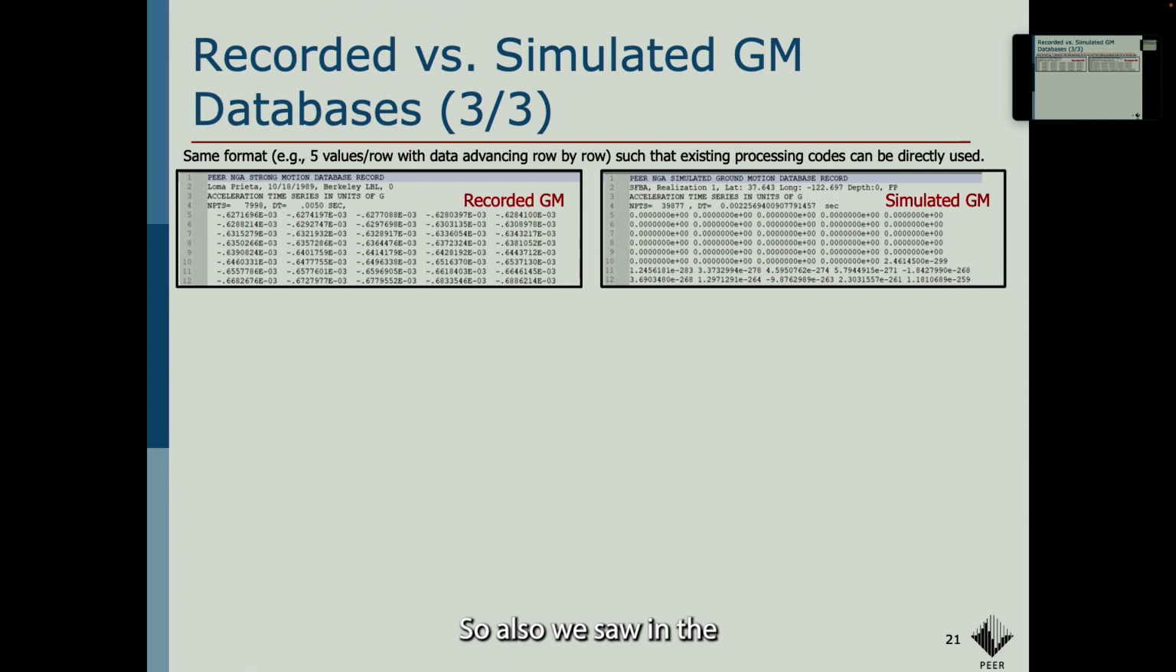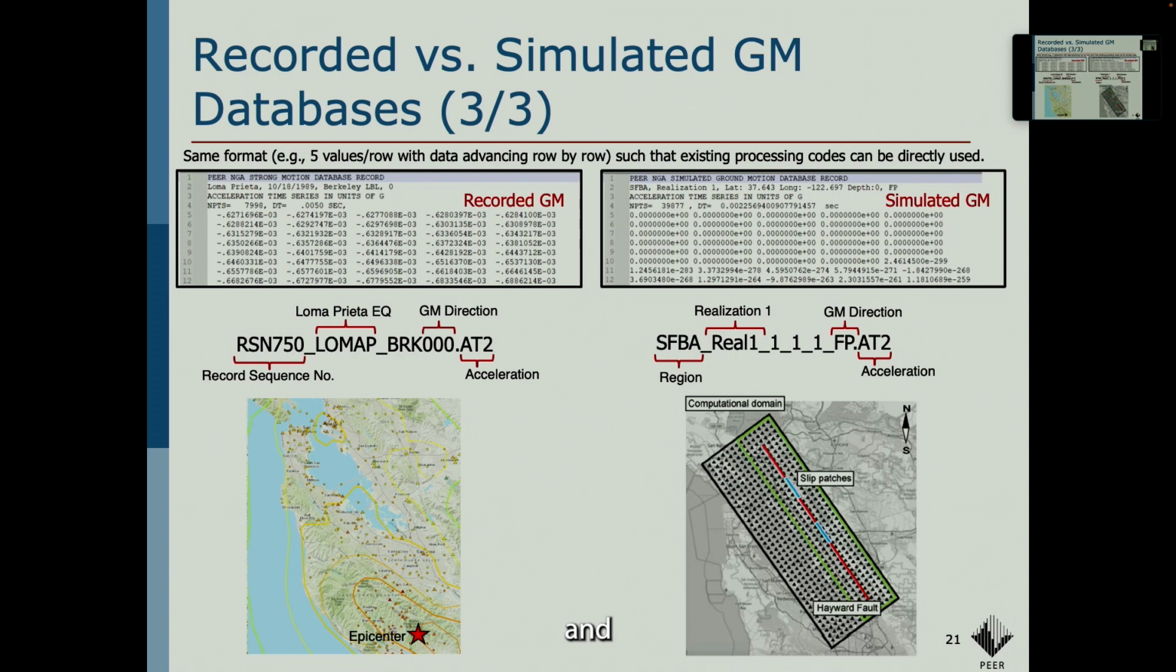Also, we saw in the survey that users are interested in keeping the PEER format in the data files, and we are directly addressing that interest by keeping the same format of ground motions in the simulated ground motion data set. What this means is users can directly use their processing codes without a need for change to read from the simulated ground motion data set files.